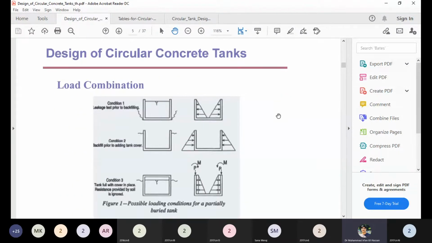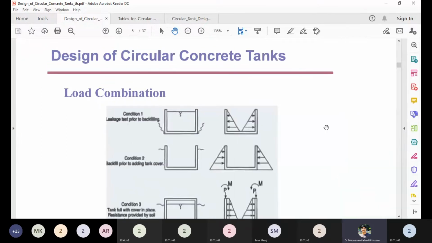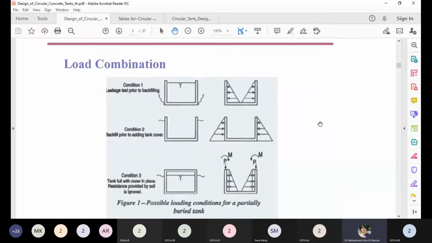Importance for the circular tank is the loading condition also. So load is not acting in one direction, but it's possible that you need to design the same tank for different kinds of loading. Why? Because the critical condition for the tank is sometimes when the tank is full, and this is the first condition. When the tank is full, the load from the inside is acting. The second one is that there is no load inside, so the tank is empty and the load from the outside is present.